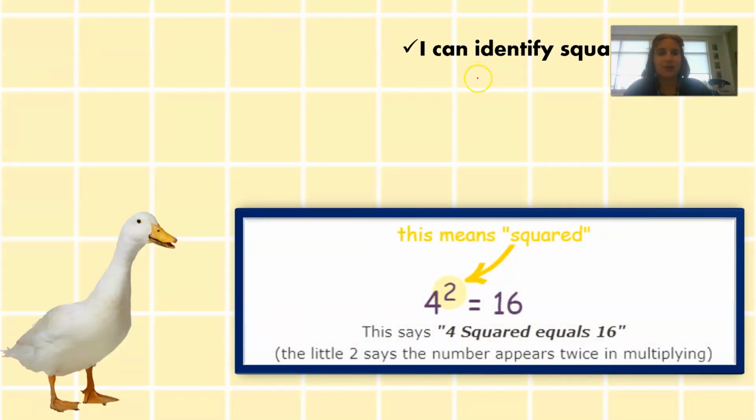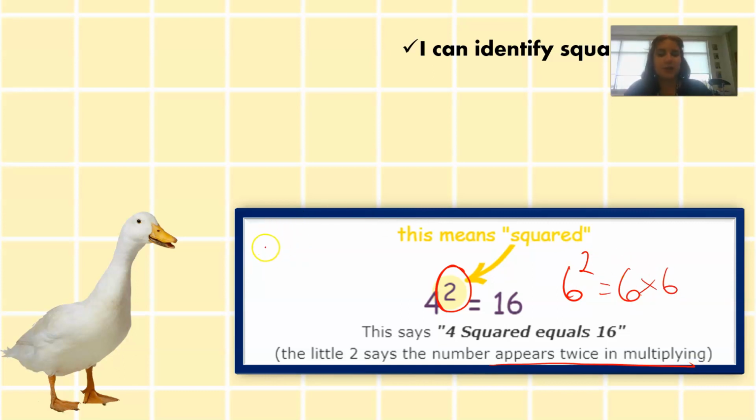Alright, so we can show squared numbers using an exponent of 2. So this is an exponent. It's a little number that goes to the top of a bigger number. This says 4 squared equals 16. That's because 4 times 4 equals 16. So this little 2 tells us to multiply twice. So for example, 6 squared would be 6 times 6.